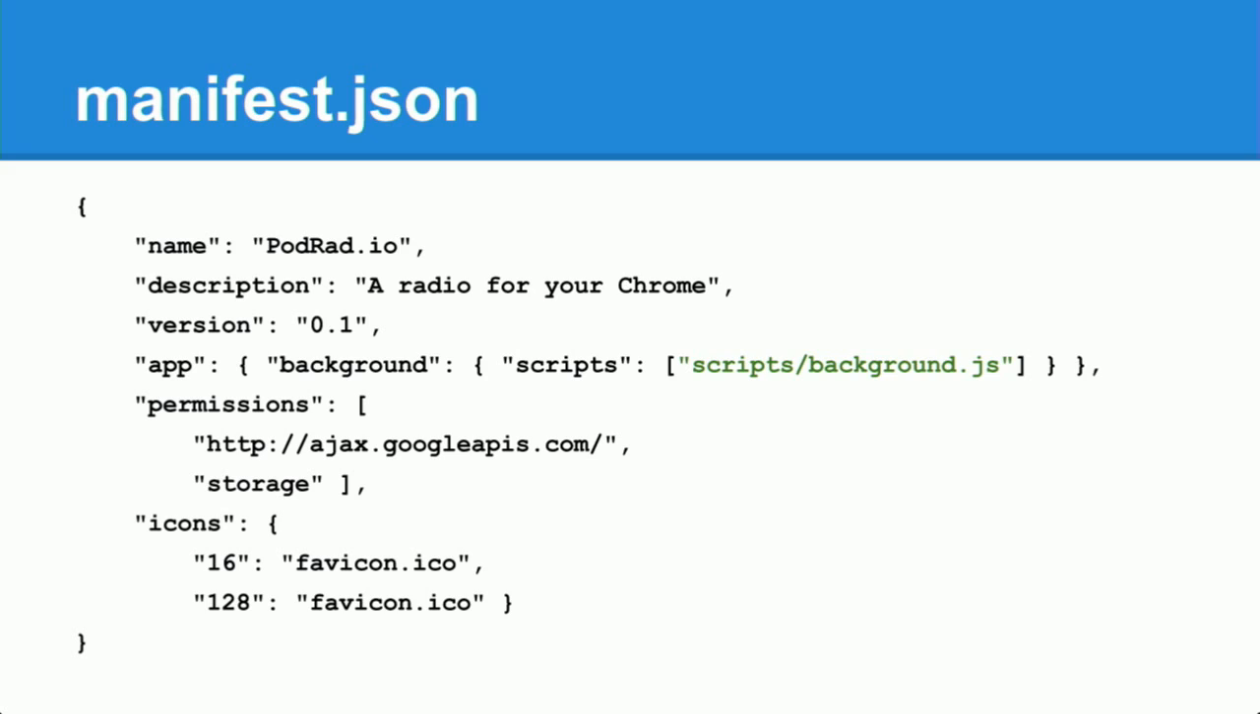You've got your name, description. You have the entry point of the JavaScript for your app defined, which is background.js. It's a pretty standard thing within Chrome apps. And then permissions. So, for example, I need to be able to talk to the ajax.googleapis.com site, and I also need to have storage permissions. And then you also specify your icons.